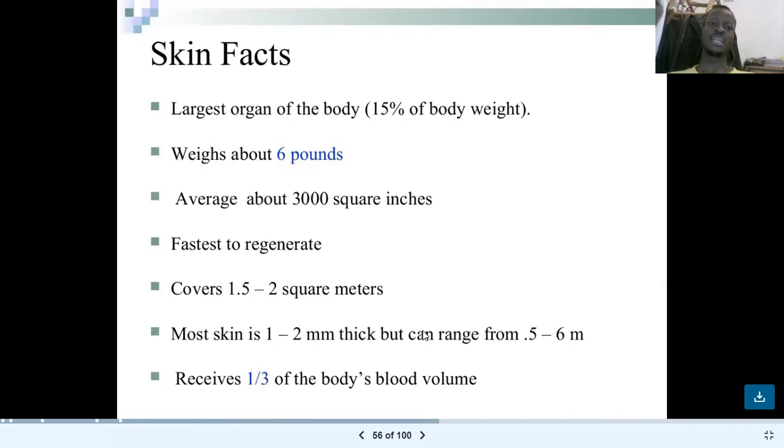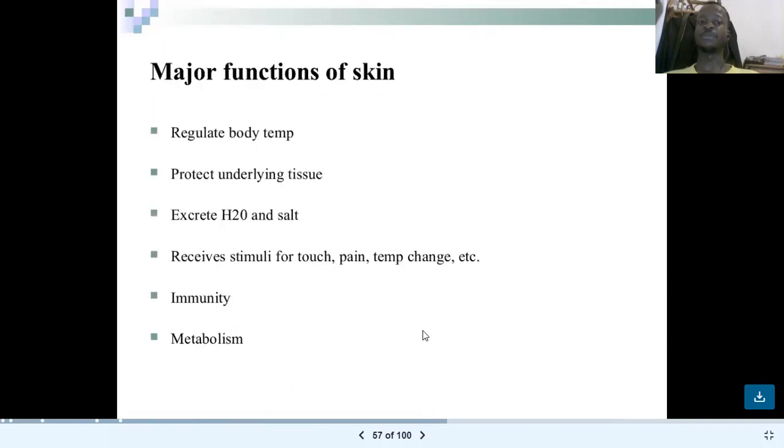That is going to be the largest organ of the body. 15% of the body weight, weighs about 6 pounds. Not really important to describe much of this, but it's the fastest to regenerate because skin is continually shed off. From the 5 layers of the epidermis, the most superficial stratum has dead skin cells, something that you'll come to describe when you do integumentary skin histology. So I will not go much into this because that's something that is learned later on.